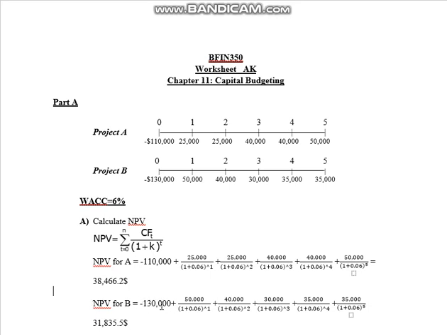The initial investment is -130,000 plus the cash flows: 50,000 for year 1 discounted at 1 plus 0.06 to the power 1, plus 40,000 discounted at 1 plus 0.06 to the power 2, which is the second year, plus 30,000 discounted at 1 plus 0.06 to the power 3, which is the third year, plus 35,000 discounted at 1 plus 0.06 to the power 4, which is the fourth year, plus 45,000 discounted at 1 plus 0.06 to the power 5, which is the fifth year, and the NPV for B will be $31,835.5. So that's how we can calculate the NPV.